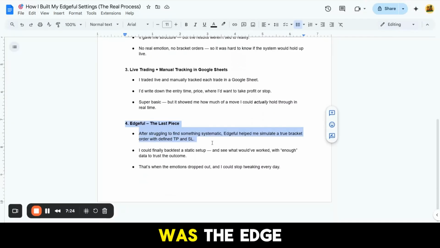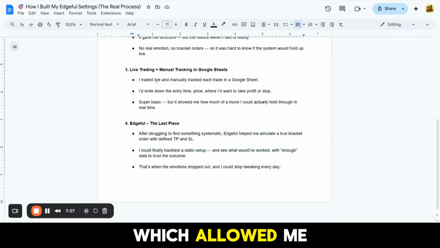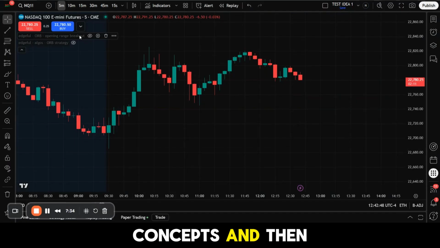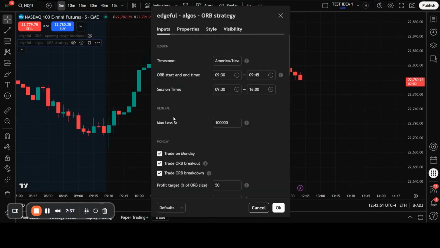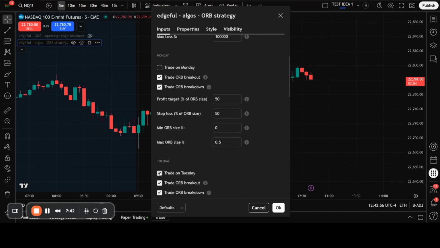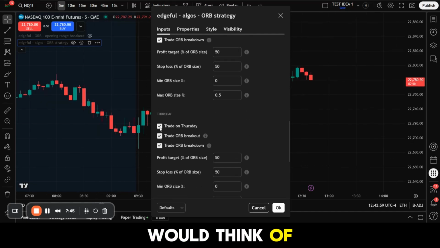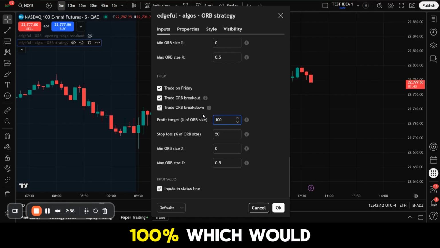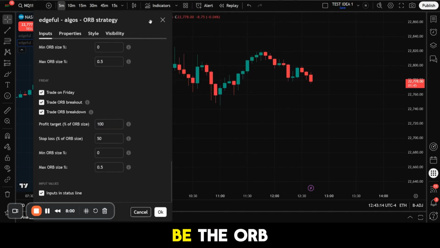So step 4 was the Edgeful algo, which allowed me to finally backtest it and got rid of all these emotions. So I had all this data, had all these concepts, and then I tried the algos. For example, what's today? Friday, I don't trade on Fridays now. But to show you how I would think of the settings. After doing all that trading, I would say, okay, based on what I saw, the ORB moves typically were pretty large. So I was like, all right, let me go 100%, which would be the ORB size.